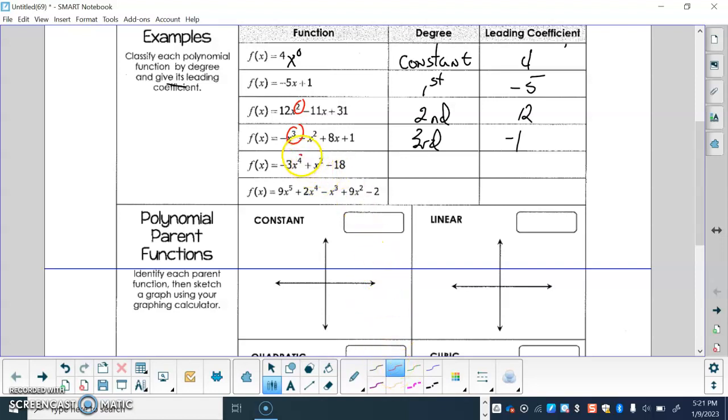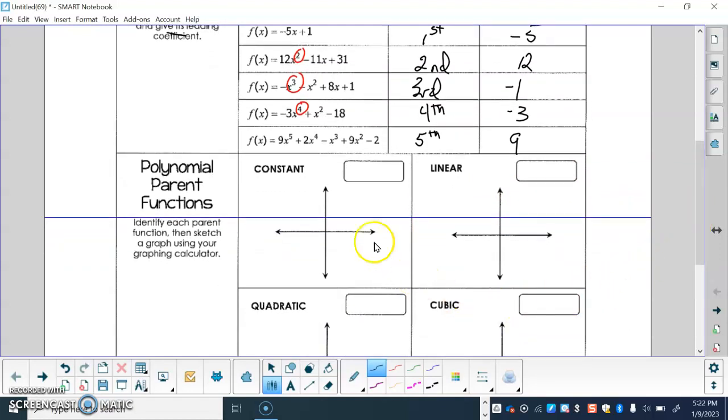Okay, look at this exponent. This is the 4 up here. So this is to the 4th degree. And if I take a look, my leading coefficient is -3. Okay, let's look at this last one here. My exponent here is 5, so this is to 5th degree. And the leading coefficient is a positive 9. So the positive and negative will play an important role actually in the next page in the notes. So let's take a look at what happens here.